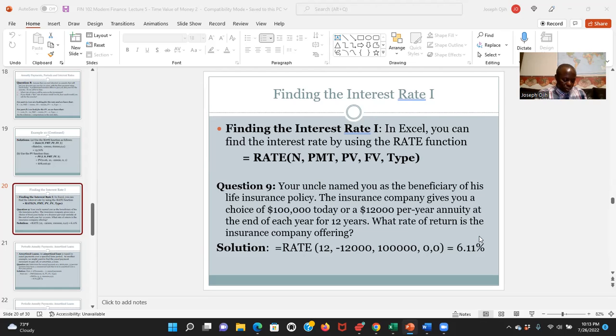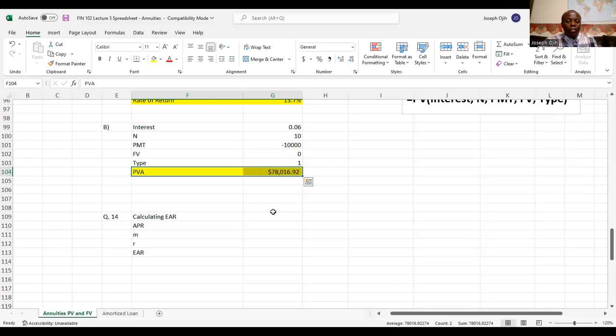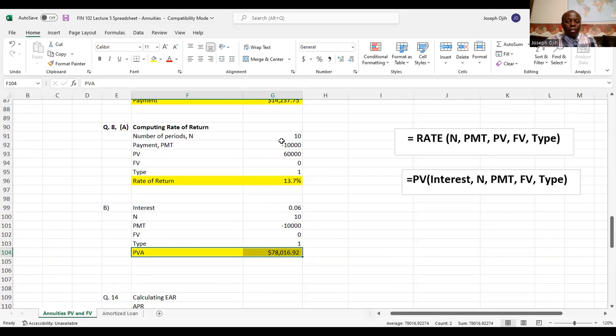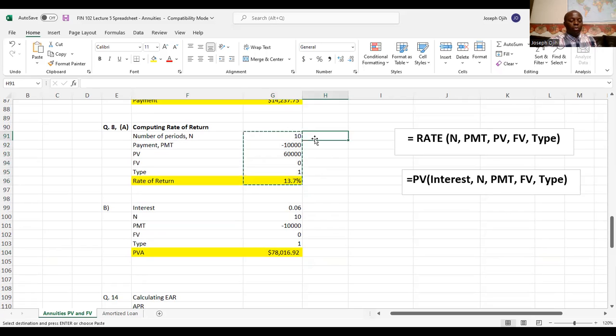Future value, there's no future value. Type: $12,000 per year at the end of each year, so its type is 0. So we go and put this in, so that we can find the rate of return they offered you. Let us use this since we have calculated this before. I'm going to paste it here so we can use the rate function.